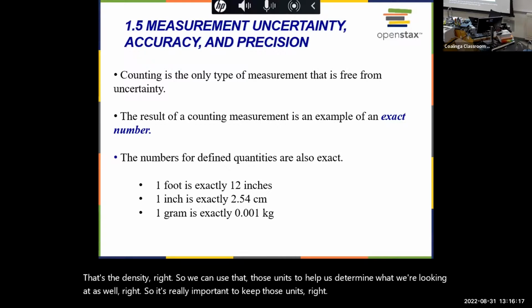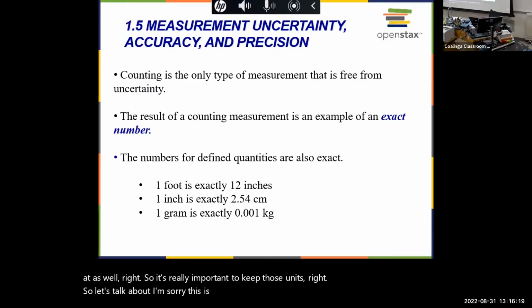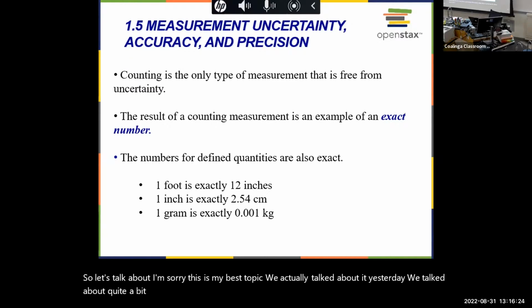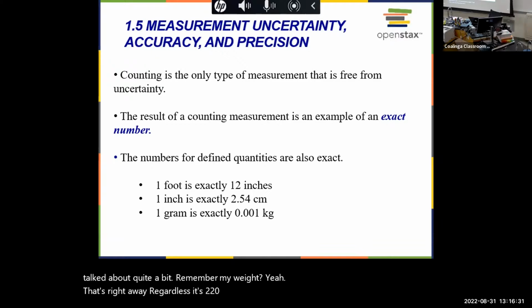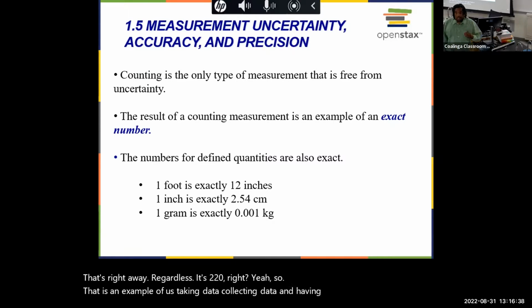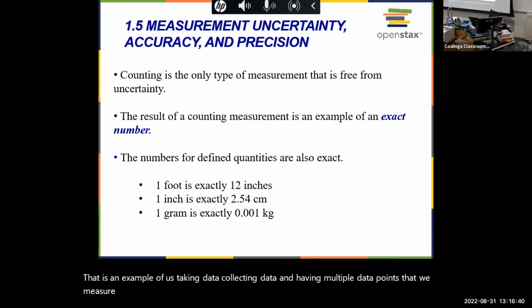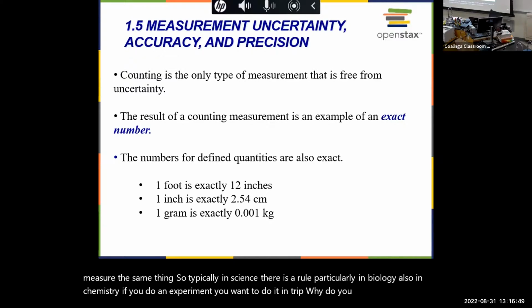Okay, so let's talk about, I'm sorry, this is my best topic. We talked about it yesterday, quite a bit. Remember my weight? 220. Regardless, it's 220, right? That is an example of us collecting data, having multiple data points where we measure the same thing. Typically in science, particularly in biology and also in chemistry, if you do an experiment, you want to do it in triplicates. Why do you think you want to do it in triplicates?